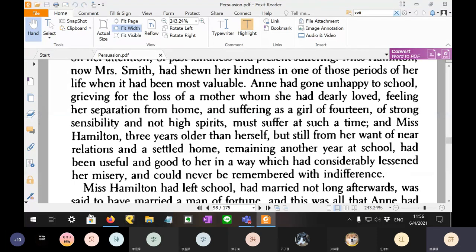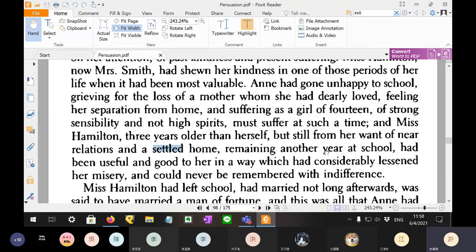And Miss Hamilton, 3 years older than herself, so she's 17, but still from her want of near relations and a settled home, remaining another year at school. So even though she's already 17, she's still at the school because she does not have, want means lack, near relations, so close family, and also does not have a settled home. These two things kind of go together. A home is where you live with your close family. If you don't have close family, maybe you have more distant family, and maybe you have two families that are equally distant. So there's no reason for you to live with one family and not another family because they are equally close. Their distance is the same. There is no one family that you can call home. Maybe you have to move from one to the other over the course of the year. So she does not have a settled home.